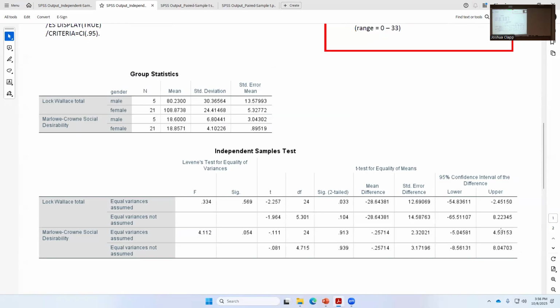Jack, what am I seeing for Locke-Wallace total on it? Let's start with Levene's test. What is the p-value for Levene's test telling me with this?